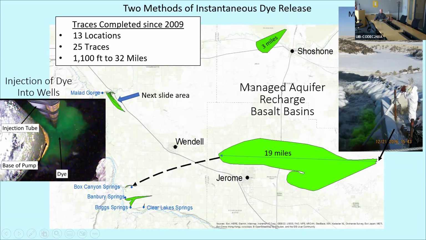And so we'll look at down here by Malad Gorge first, and how we did our tracing in that area from wells to springs. Then we'll move back to aquifer recharge sites over here on the right, at the Shoshone recharge site up here to the north, and then the milepost 31 recharge site.